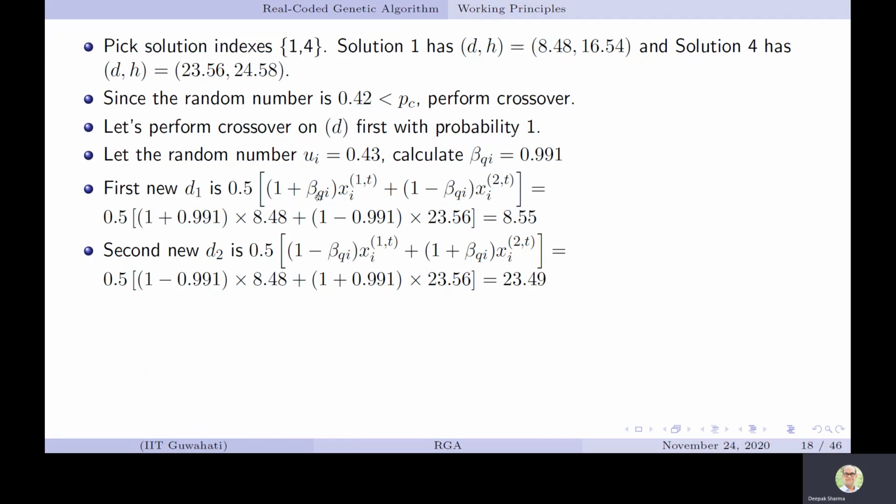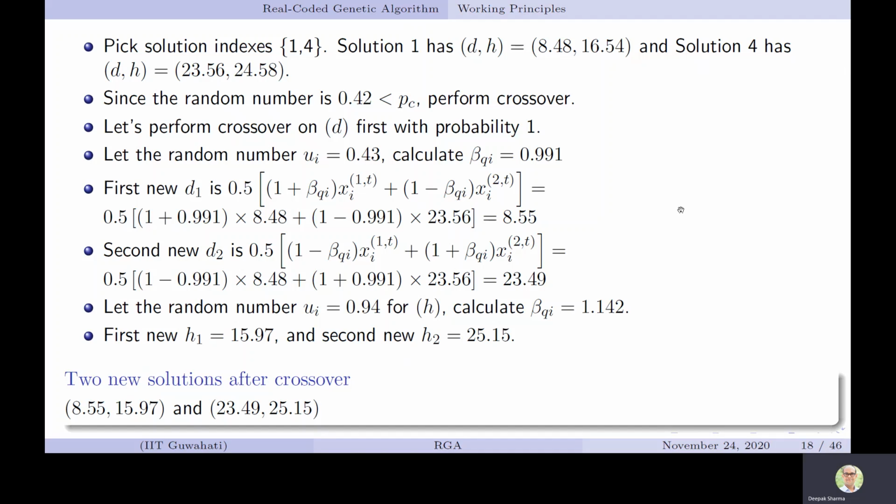Since we have chosen two solutions, you can see 0.5 times (1 plus beta) xi1 at t plus (1 minus beta) xi2 at t. Now we put the values: 0.5 times (1 plus 0.991, which is the beta value) times 8.48. Look at this, 8.48 is the first. Then we have (1 minus beta) times 23.96. So this gives me the D1 value, which is 8.55. Similarly, the D2 value is 23.49.